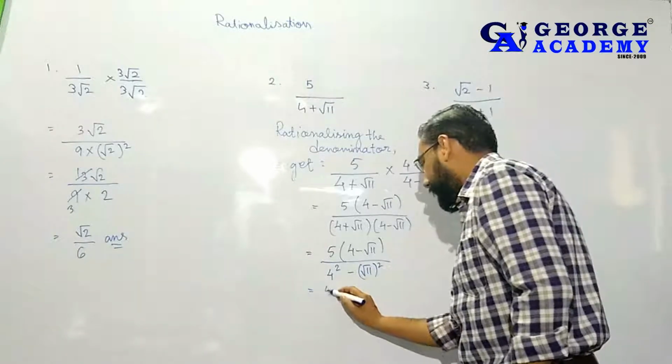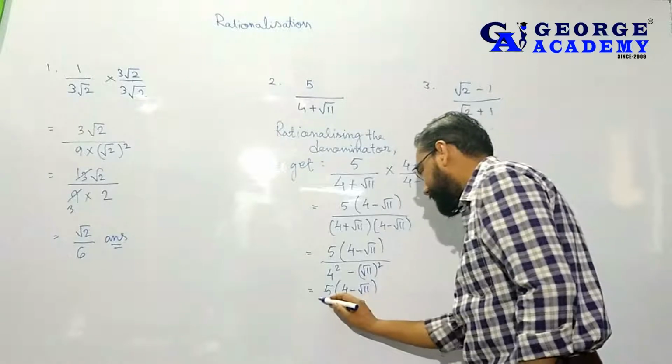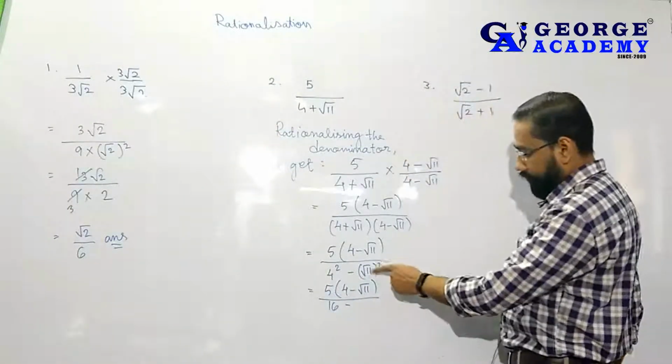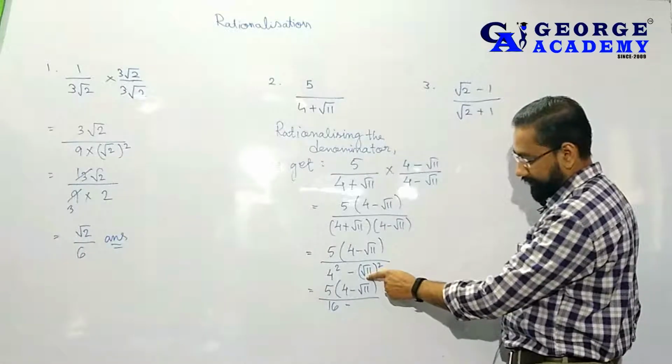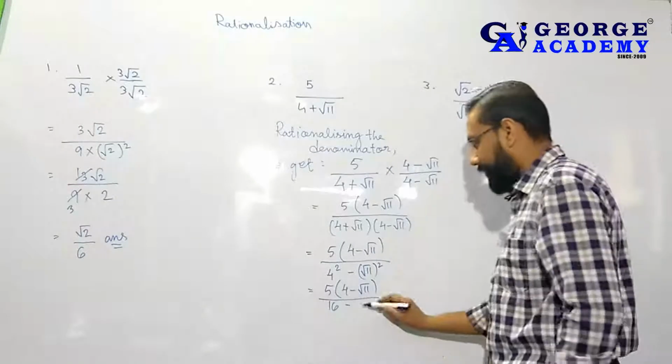That is equal to 5 into (4 minus root 11) by 4 square, which is 16, minus root 11 square. That means there is a root and a square. Both the things will vanish and only the number will remain.